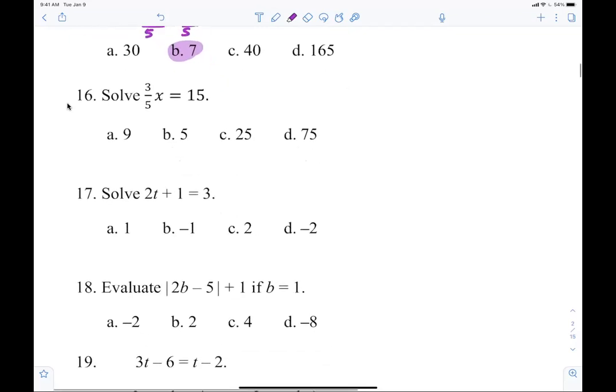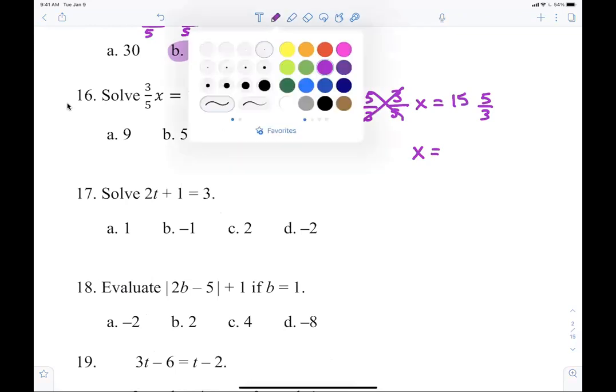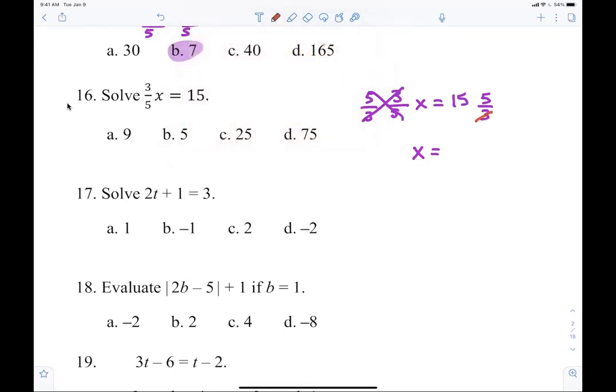Now for 16, remember, we have 3/5 x equals 15. So what do I need? You gotta multiply by the reciprocal. Multiply by the reciprocal, 5/3, 5/3. All right. So I now have x equals. What's happening to this 15 and the 3? 3 goes to a what? 15 goes to a 5 times 5, 25.